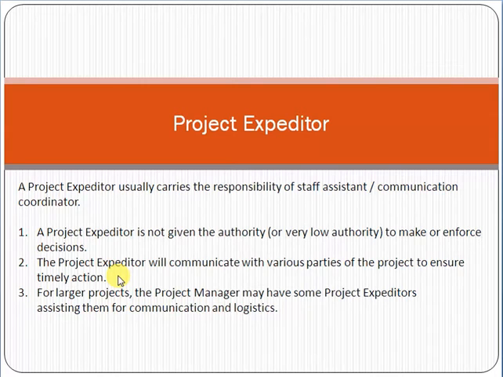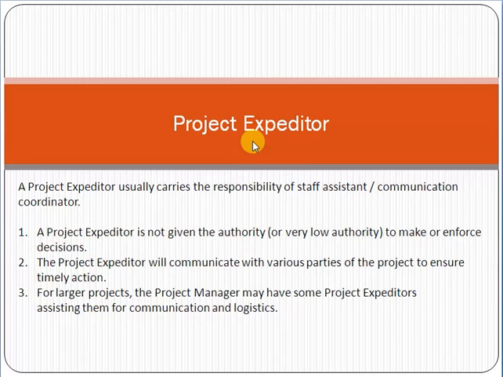Now, friend, see, the name is Project Expediter. Expediter means he will try to expedite things. Remember one thing: a project expediter is not a decision maker. He is not making any decision in a project.